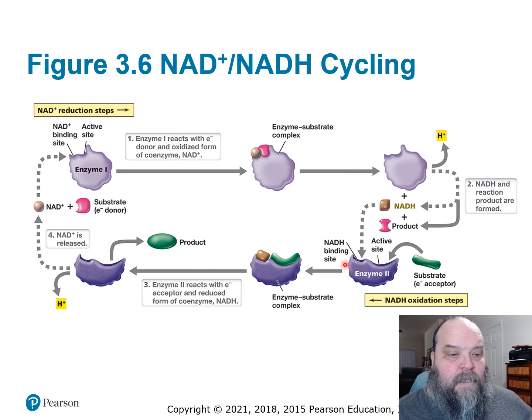The energy for enzyme 2 to cut, paste, twist, tweak its substrate comes from that excited electron that NAD is delivering here. So now that it's released here, that electron/hydrogen is in a lower energy state.